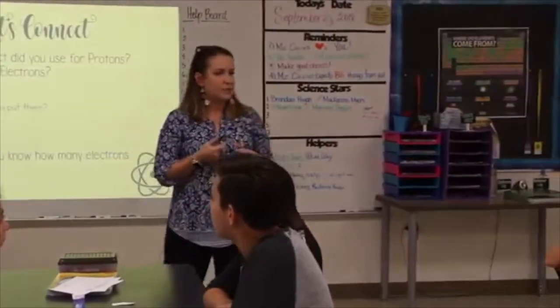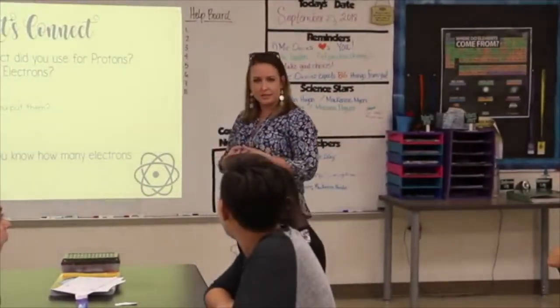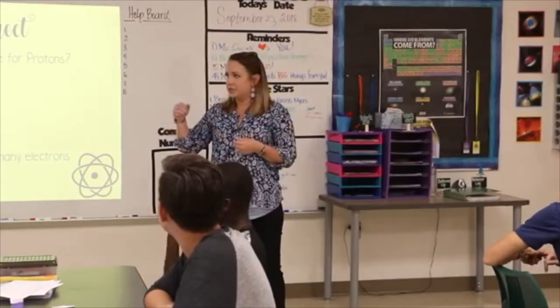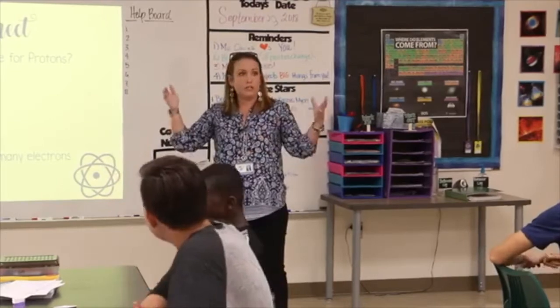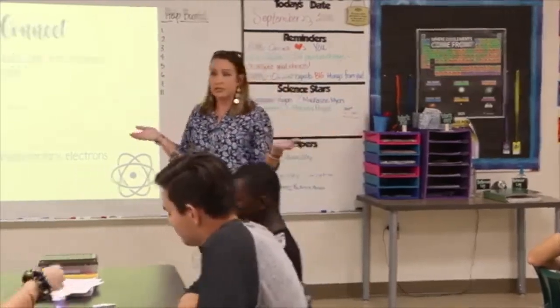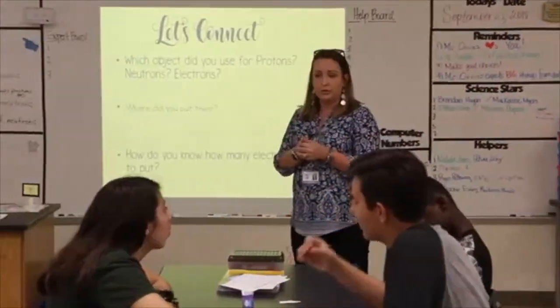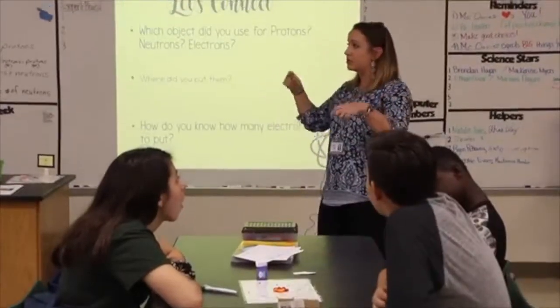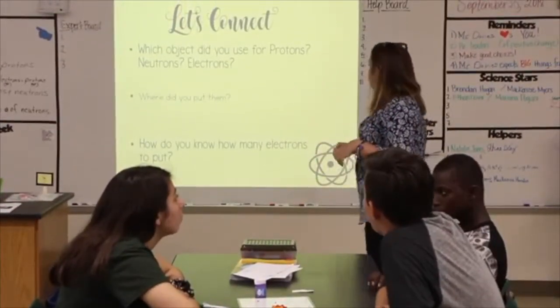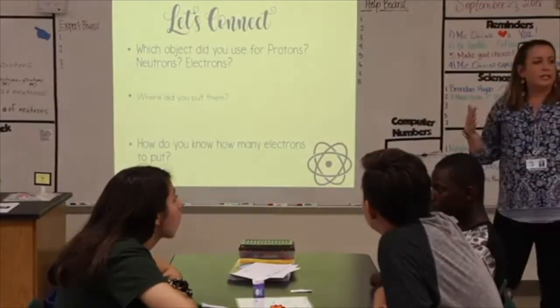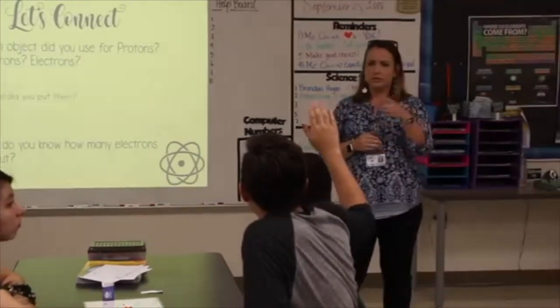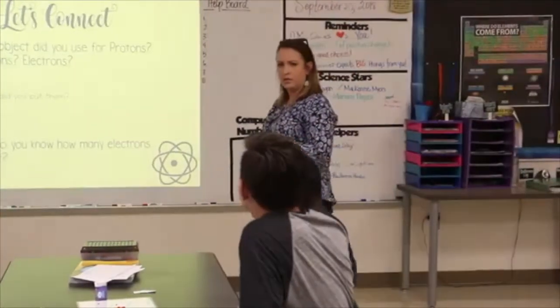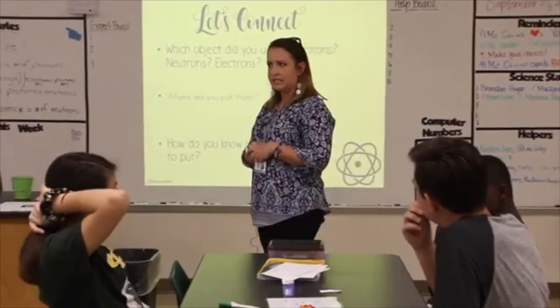So what do we know about protons and neutrons in terms of size of subatomic particles? They are what than electrons? Bigger. So you're going to use the bigger piece of candy, which is what you did. That's great. For the protons and the neutrons, and the electrons, which are the smaller nerds on the outside. How did you know how many electrons to put? There are an equal amount of electrons to protons. Perfect. How many of you guys got that?